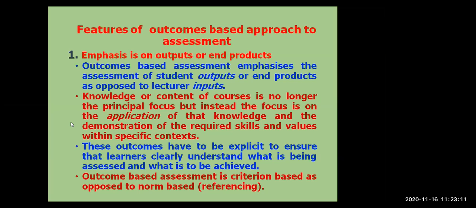Knowledge or content of course is no longer the principal focus, but instead the focus is on the application of that knowledge and the demonstration of the acquired skills and values within specific contexts. He should be able to demonstrate that he has acquired that knowledge, those skills, and attitudes. These outcomes have to be explicit to ensure that the learners clearly understand what is being assessed and what is to be achieved. That means there should be no vagueness in the outcomes. When you are writing an assessment plan, making a question paper, there should not be vagueness. It should be very explicit. It should probably have a single answer.